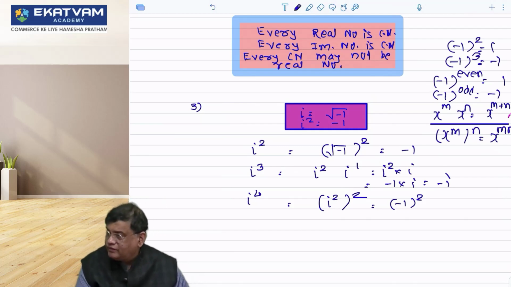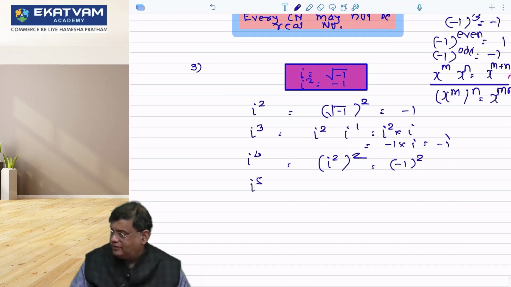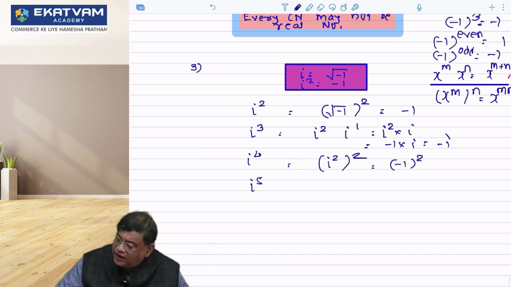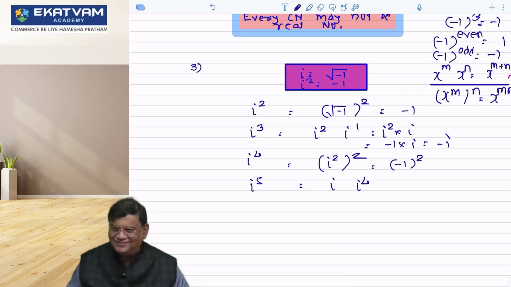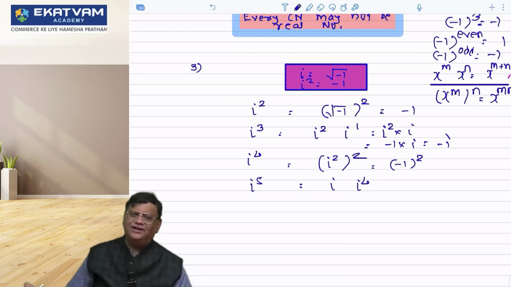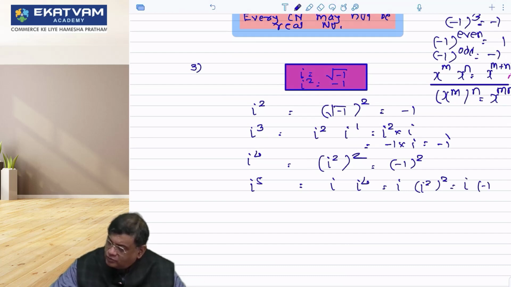हे कळतं का बाळांनो? Minus 1 raised to any even number is plus 1 and minus 1 raised to any odd number is what? Minus 1. मैंने तुमको बोला कि what is I raised to 5. मग हम ऑलवेज क्या करेंगे? एक I को सेपरेट करेंगे. तो दिस इज I into I raised to 4 and therefore I into I square square. तो I into minus 1 square, तो इट इज I into 1 means I.